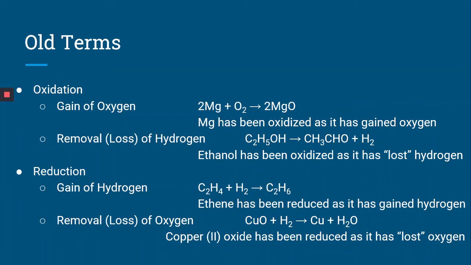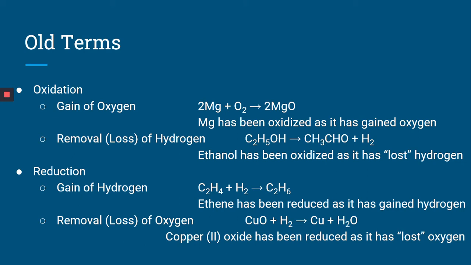Okay, so some old ways that oxidation and reduction were defined was based on oxygen and hydrogen. So oxidation was defined as the gain of oxygen, or it was also defined as the removal or loss of hydrogen. And you have two examples there.